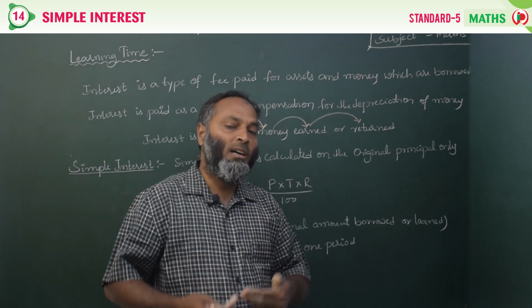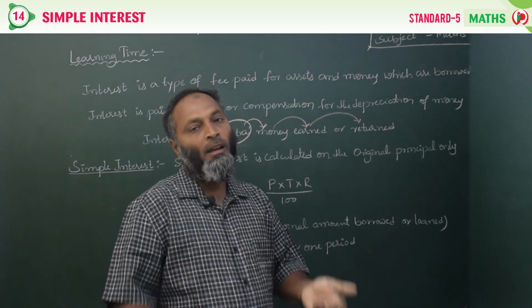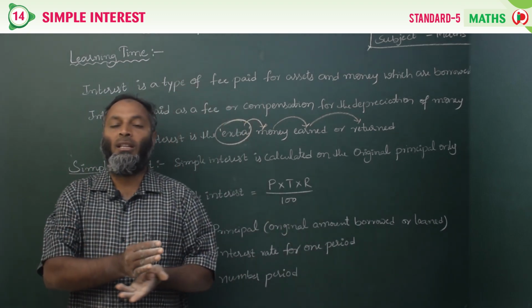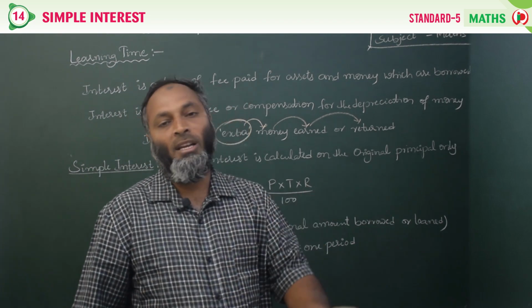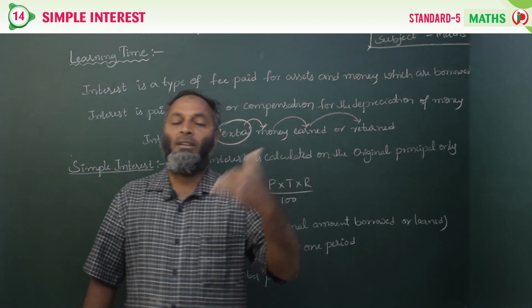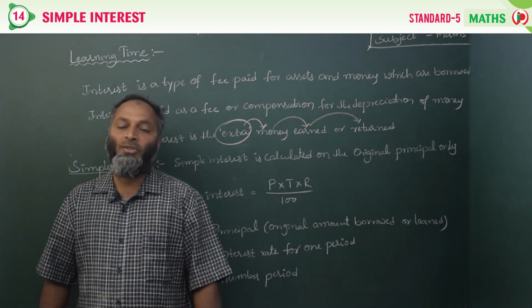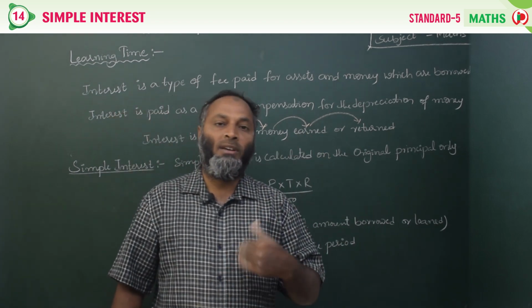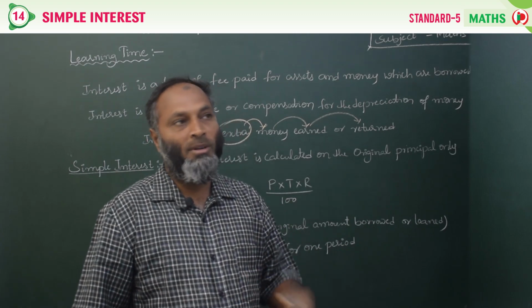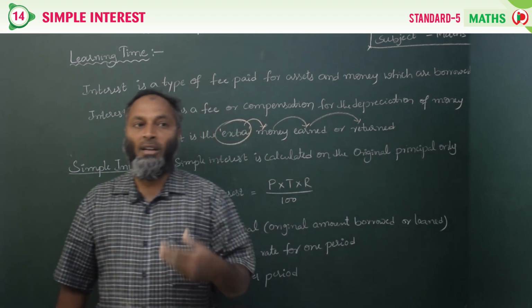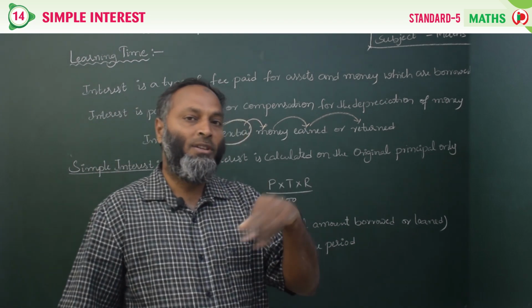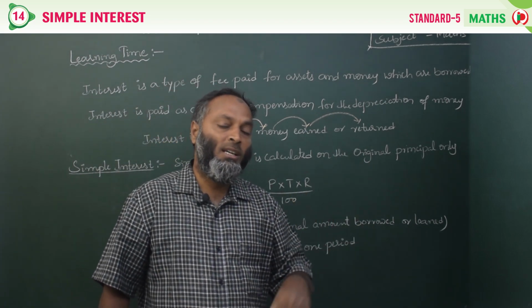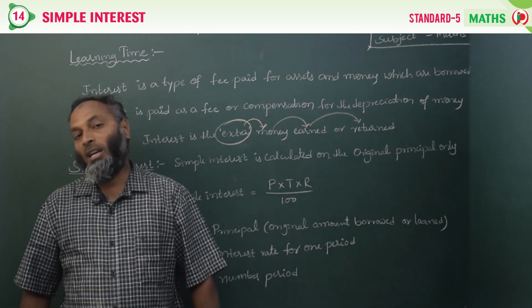In some cases we are earning, in some cases we are losing. We are earning if we are depositing in the bank, or sometimes if we are giving some amount to another person, whenever they are repaying, they are giving some extra amount to us, so in that case we are earning. We are losing when we are returning. If we take a loan from others, whenever we repay, we should give some extra amount. So in that case we should return the interest.